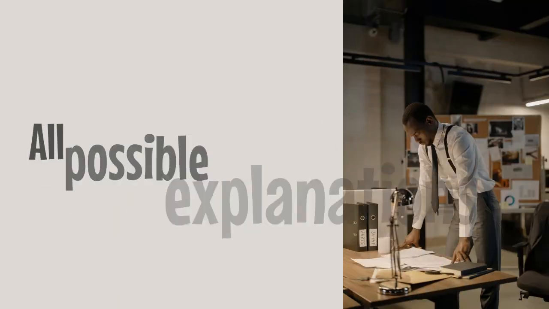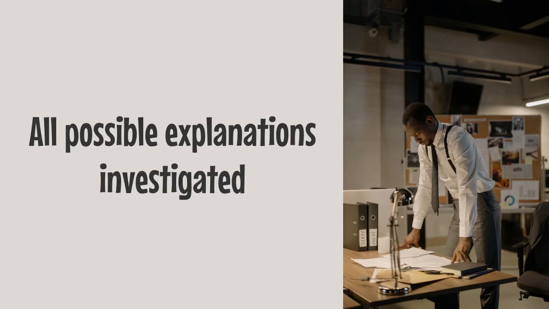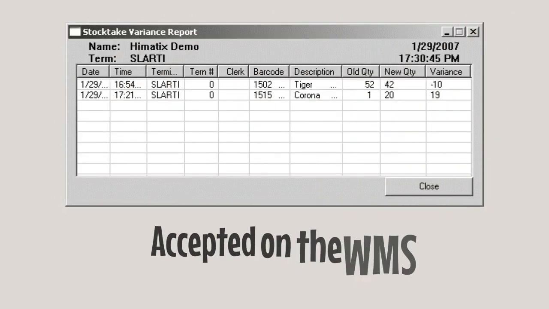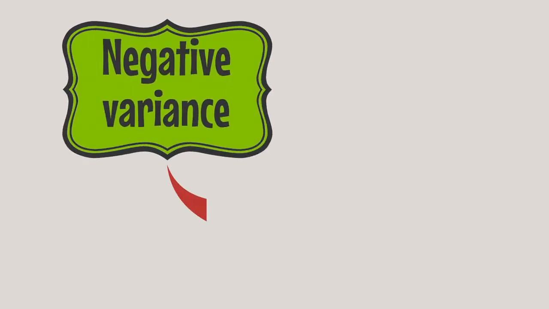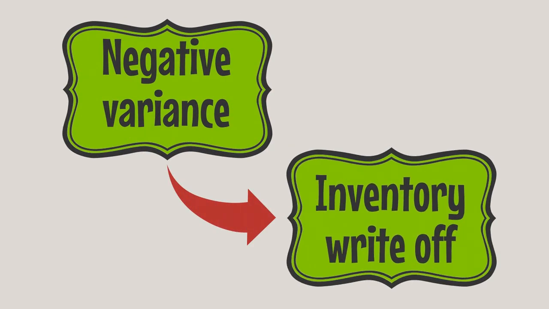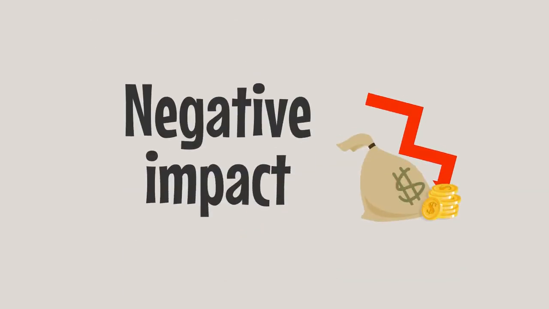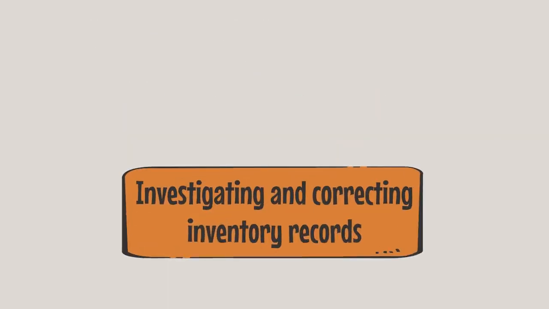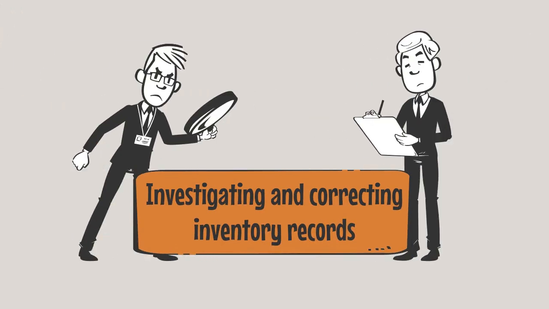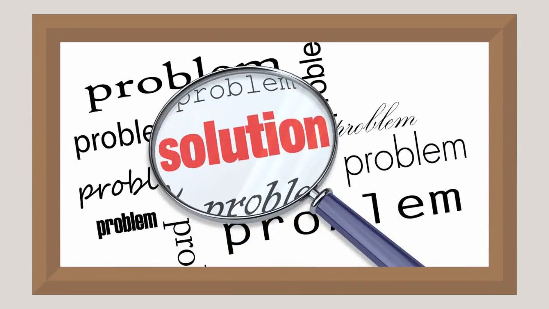Once all possible explanations have been investigated, the variances are then accepted on the WMS. It is important to bear in mind that any negative variance will result in a write-off of inventory, which will have a negative impact on the company profit. This is why investigating and correcting inventory records before a stock take is closed off is so important. Problem-solving techniques which can be used to get to the source of the discrepancies are the following.